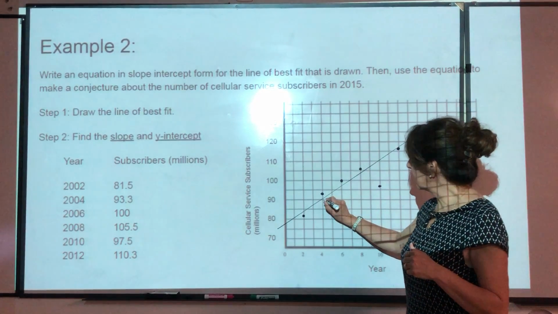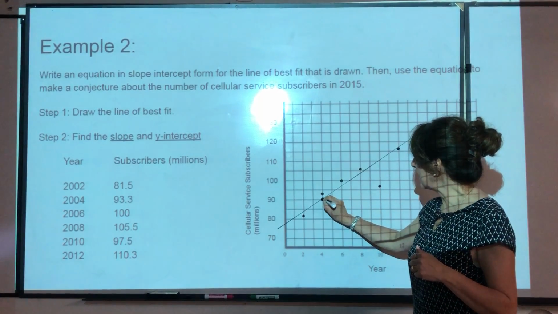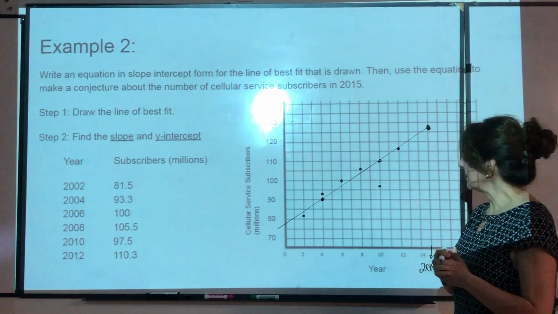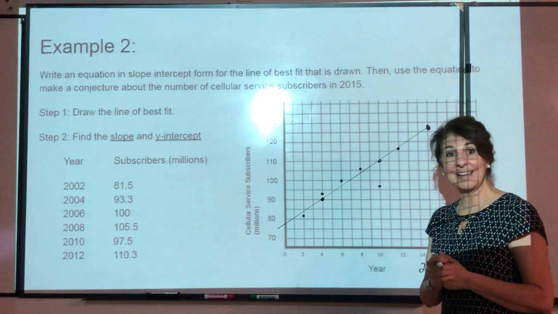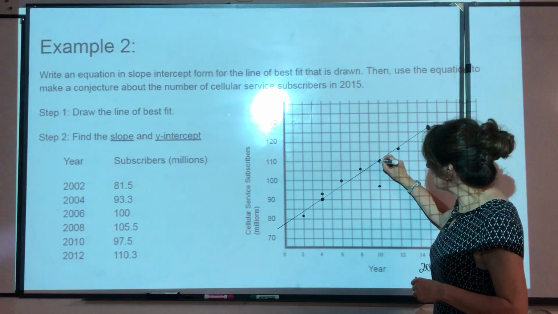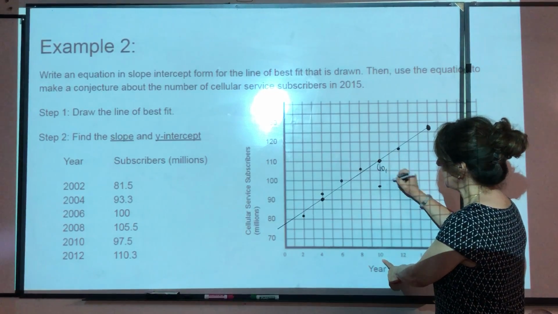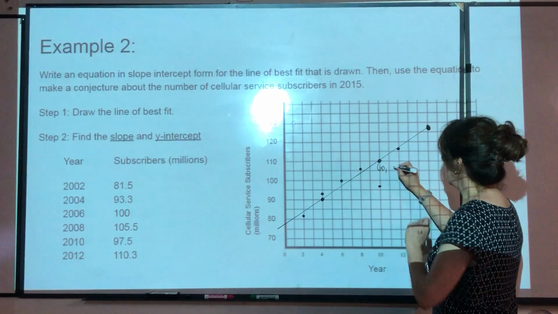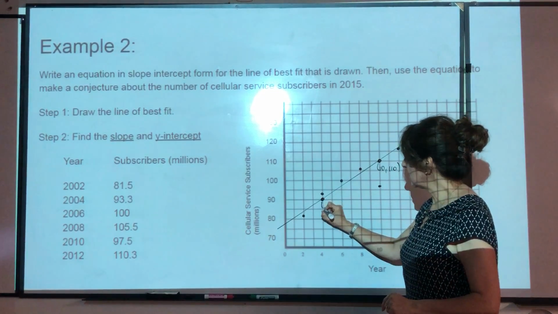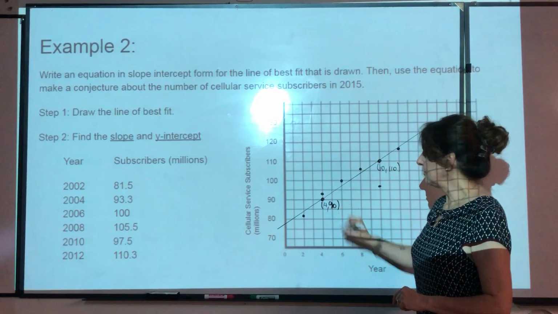So I will mark. Which points can we mark? We can mark this point here, which is 90,000, and we can mark this point here, 110,000. These are 2 points where my line is going. So it goes through those points. So I'm using this point here, which is 2010 and 110 million. And this point here, which is 2004 and 90 million.